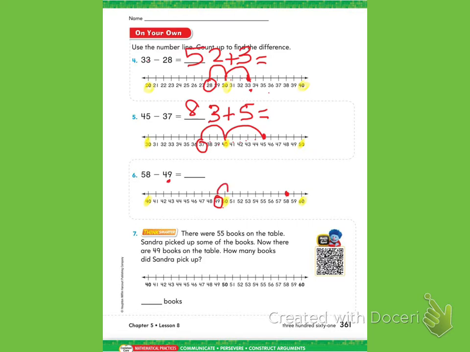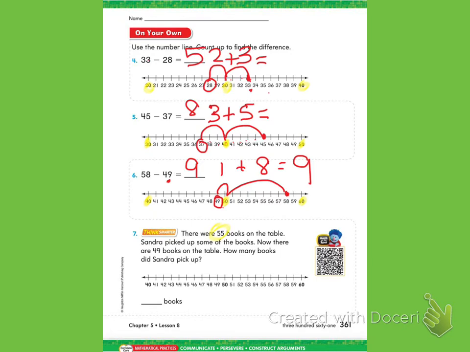So from 49 to 50, how many do I have to jump forward? 1. And from 50 to 58, I'm going to jump forward 8. So if I add 1 plus 8, I have 9. Okay? All right.